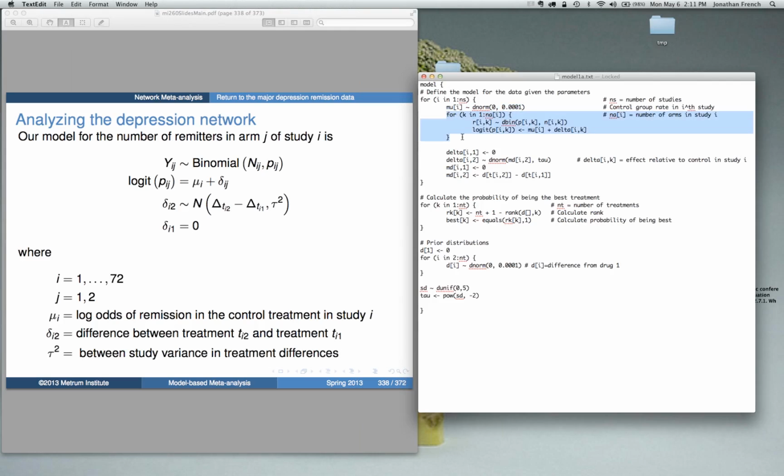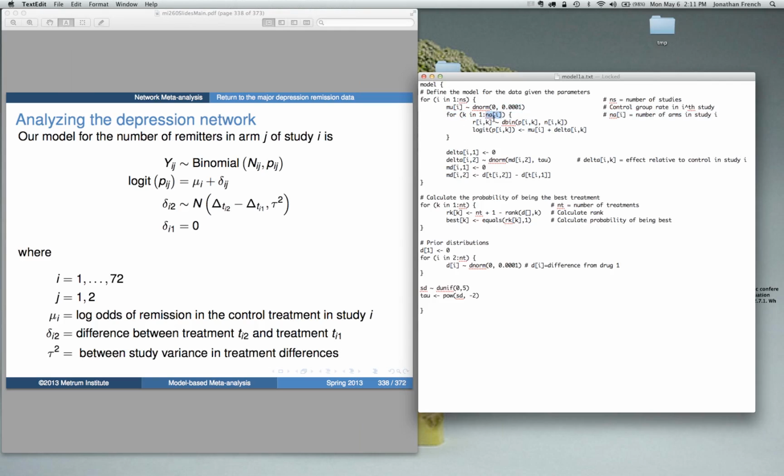And for the k's, which in the WinBUGS code here I'm using k to represent treatment arm instead of j, which was in the notes. But k will run from 1 to na of I, which is the number of arms in study I. In this case, na of I is always 2 because we always have 2 treatment arms. But as you move to more generic code, you could have na be 3 or 4 or however many.